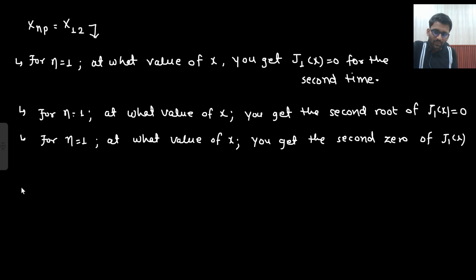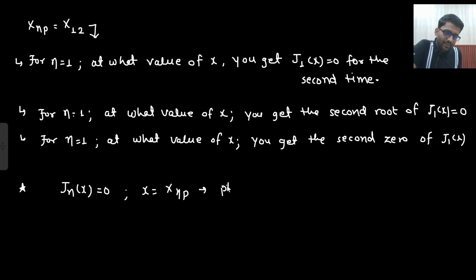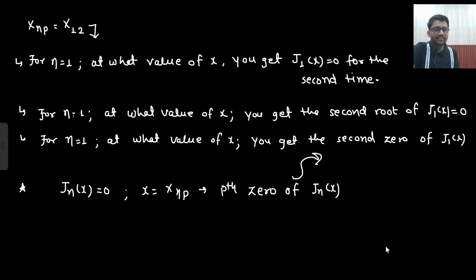So let's see one more thing. J_n(x) is equal to 0 at x equals x_np. So what can you call this x_np? x_np is the pth zero of J_n(x). Say yes or no? Just relate this line with this statement. These two statements are ditto the same.